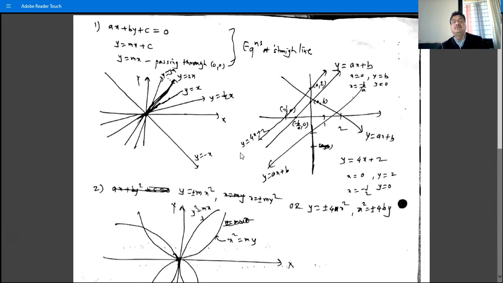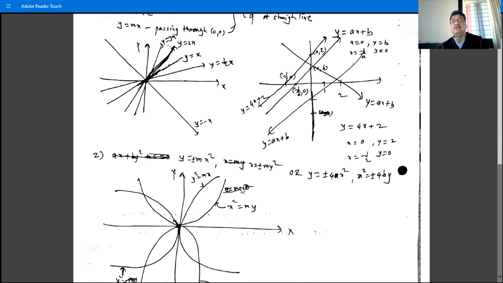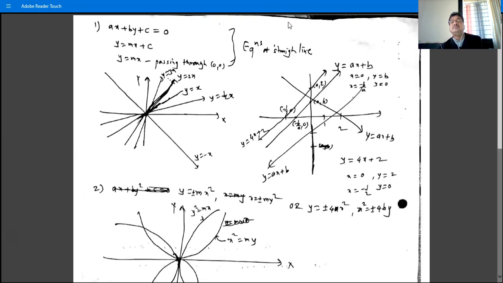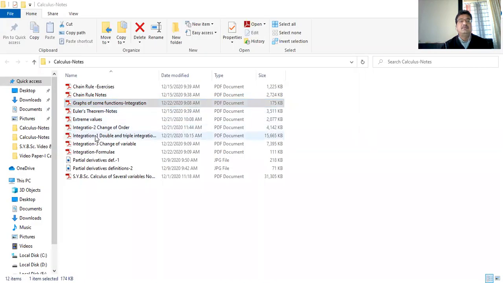So remember all these things. Then some examples of double integration and triple integration. We will see some more examples on double integration and triple integration. Already some examples are covered in the previous lecture.